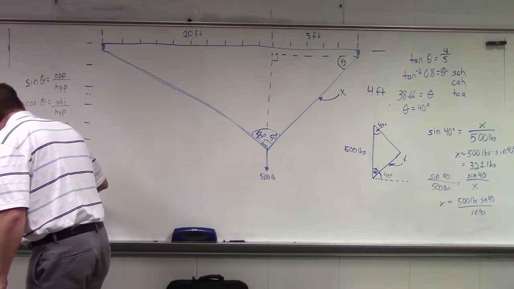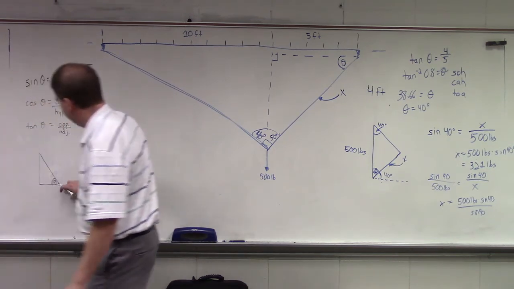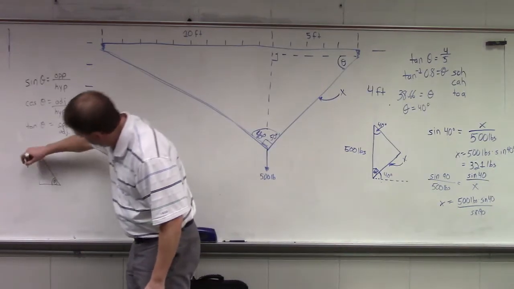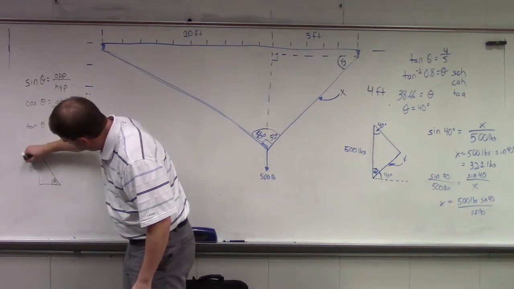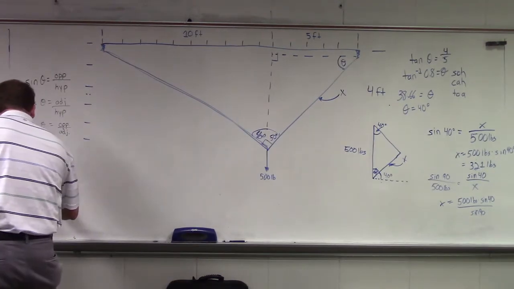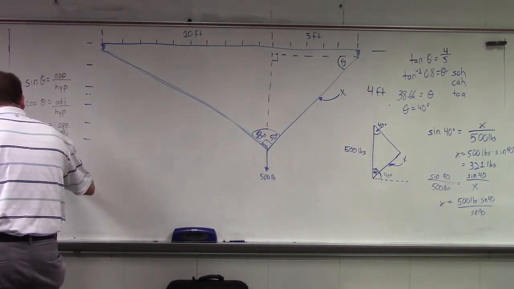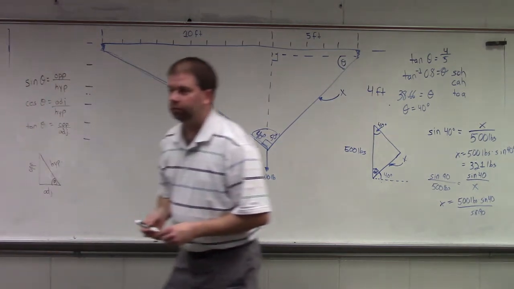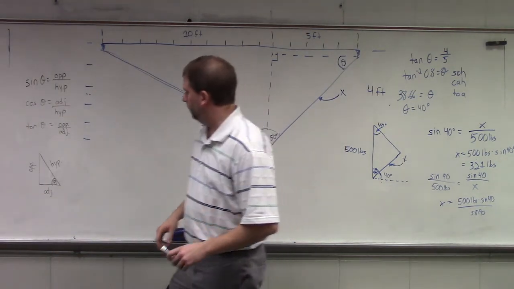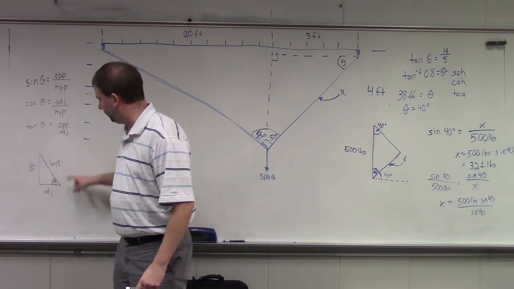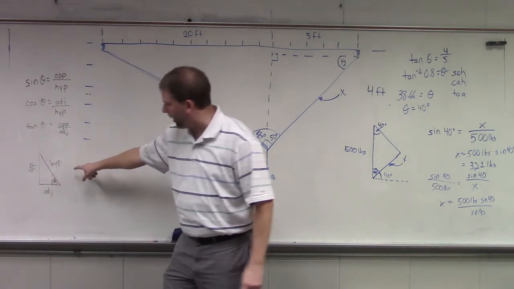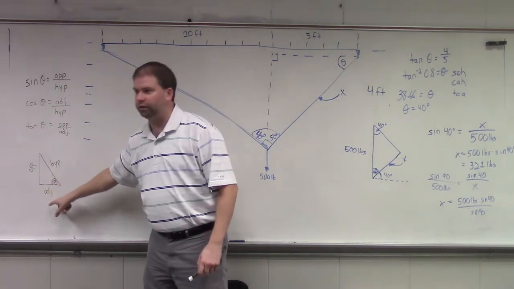If here is theta, here is opposite, here is adjacent, here is hypotenuse. So sine is your opposite over your hypotenuse, cosine is your adjacent over your hypotenuse, tangent is your opposite over your adjacent.